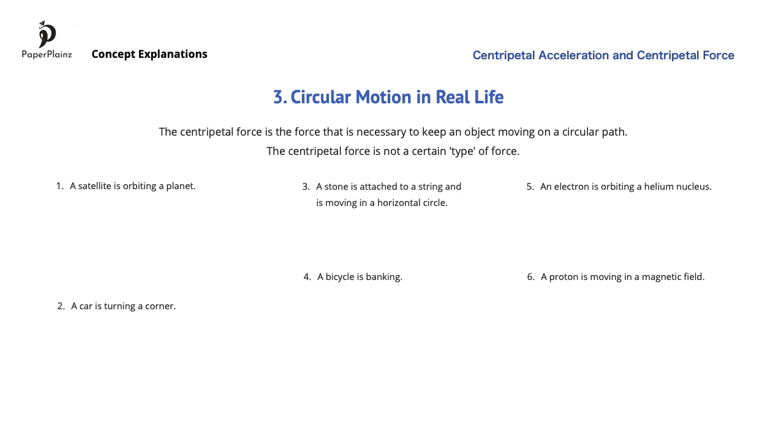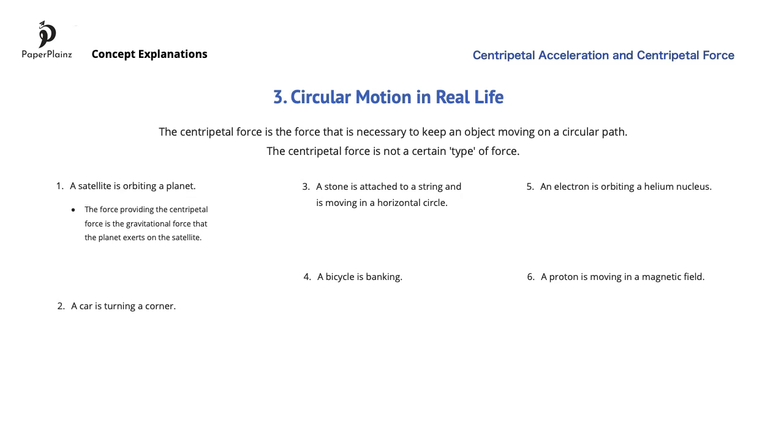When a satellite is orbiting a planet, it is usually moving in a circle. The center of the circle is the center of the planet. The force that keeps the satellite on this circular path is the gravitational force that the planet exerts on the satellite. So we say that the force providing the centripetal force is the gravitational force that the planet exerts on the satellite.